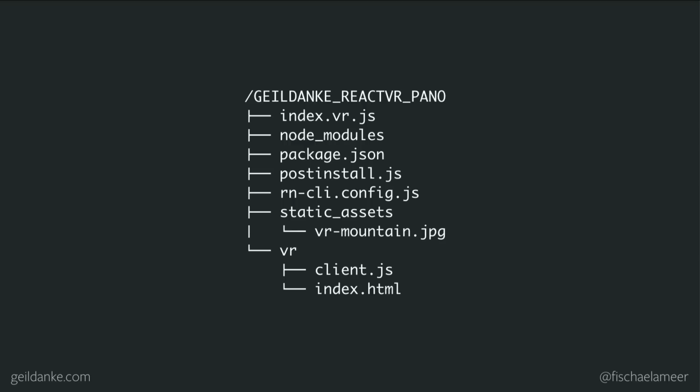And then, of course, there's a folder with node modules and a package.json for our project configuration. We do not necessarily have to care about the post-install.js and the React Native CLI config file at the moment. The remaining folders are more important. There's the static assets folder that contains all external resources. In our case, this would be the equirectangular image. And there's the VR folder that contains code necessary for running the application, and an index.html file that will launch the application. So most of the time, we do not have to touch anything but the index.vr.js file or create new files.